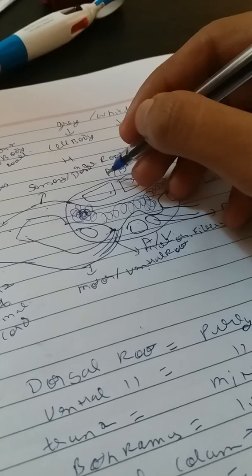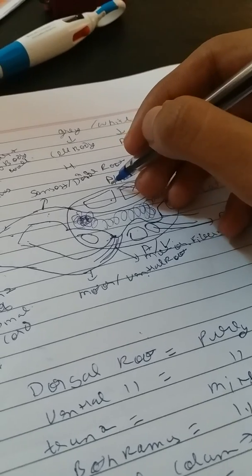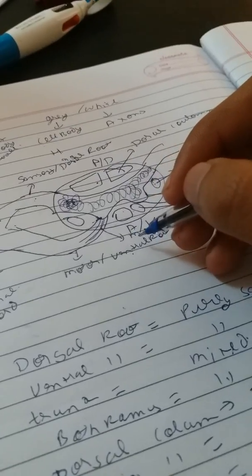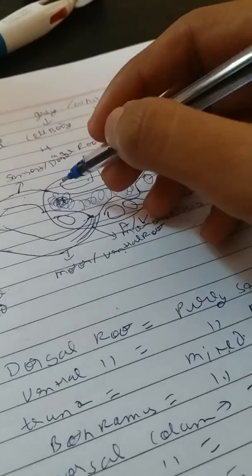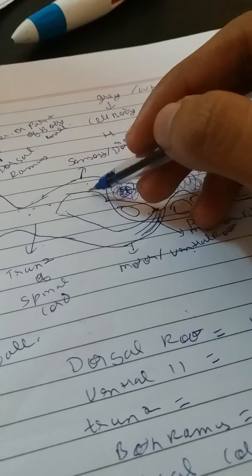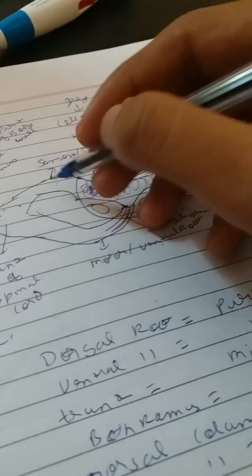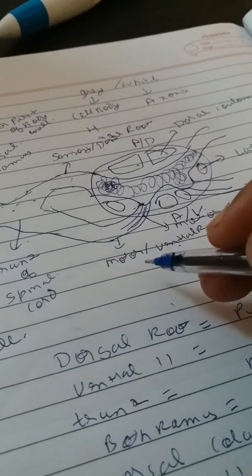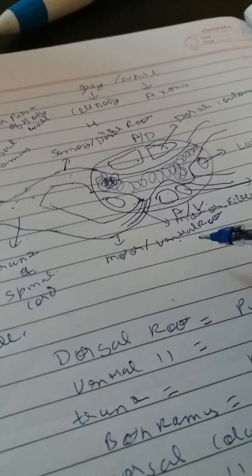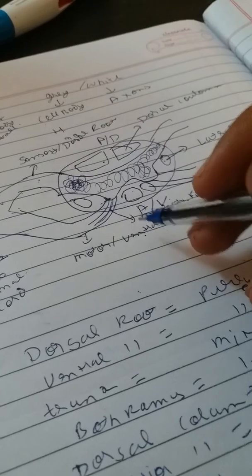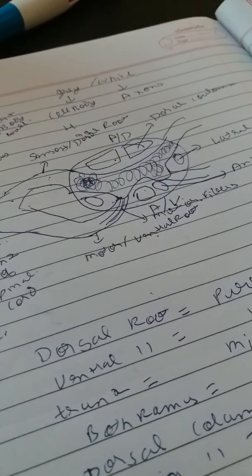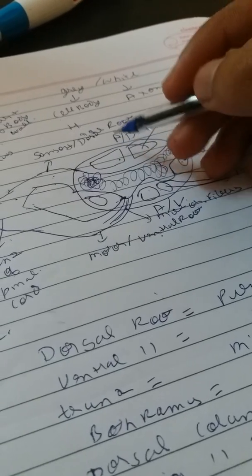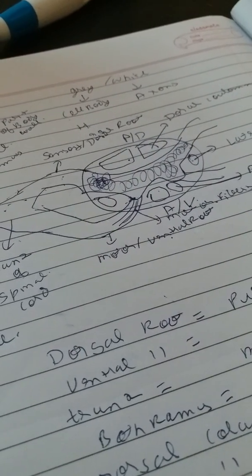Now this side of the spinal cord is the posterior or the dorsal side, and this side is the anterior side. Now this part is the sensory root or the dorsal root, and this part is the motor or the ventral root of the spinal cord, because the ventral part or the anterior part of the spinal cord is associated with the motor nerve fibers and the posterior part is associated with the sensory nerve fibers.